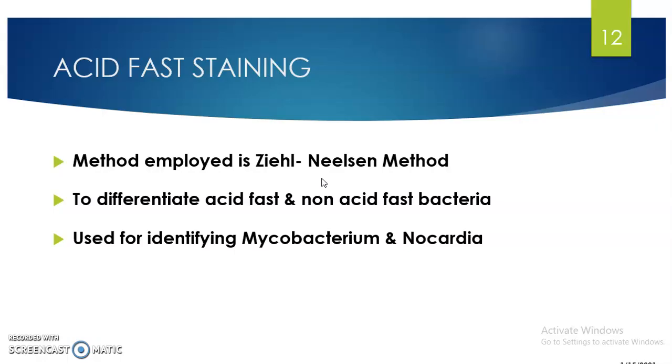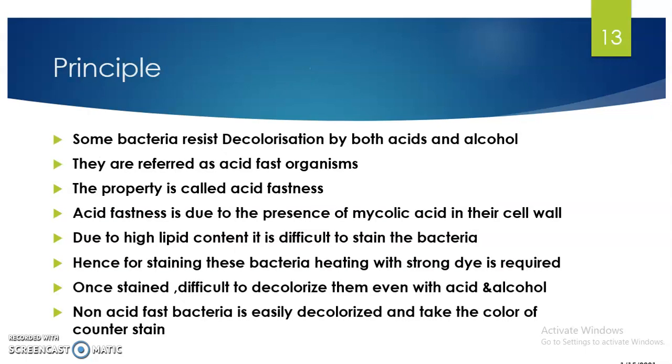Second type of differential staining is acid-fast staining. Different methods are available for this acid-fast staining. I am explaining the Ziehl-Neelsen method. This is to differentiate acid-fast bacteria from non-acid-fast bacteria. This is mainly used for identifying Mycobacterium, mainly Mycobacterium tuberculosis from TB patients, and also for identifying Nocardia.